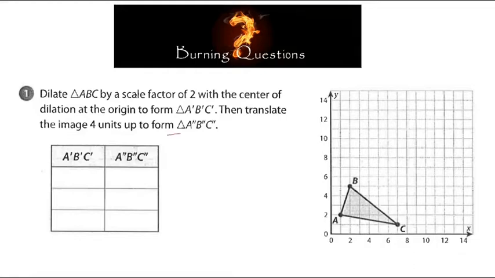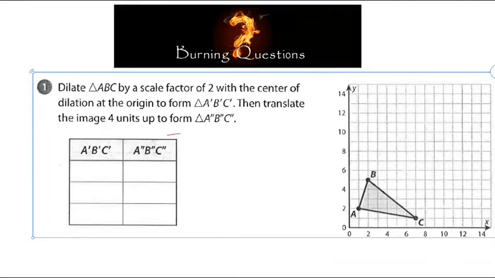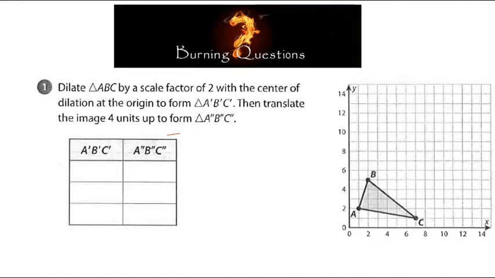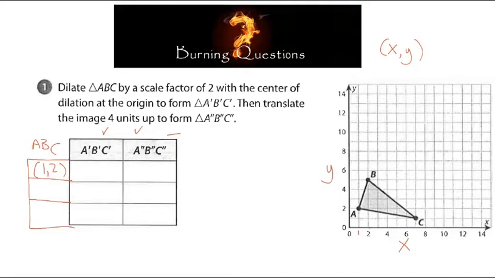Let me move my picture over a little bit so I can write some more stuff over here. Anytime that I'm given a figure that I want to move, they only give you blocks to draw the two transformations. I always write down the original coordinates. If I'm going to be doing any sort of transformation where they're going to want coordinates for the end numbers, I always write the original coordinates. So remember that our x coordinate comes first, then our y coordinate when we write down points. So A is at 1, comma 2. B is at 2, comma 5. And C is at 7, comma 1.